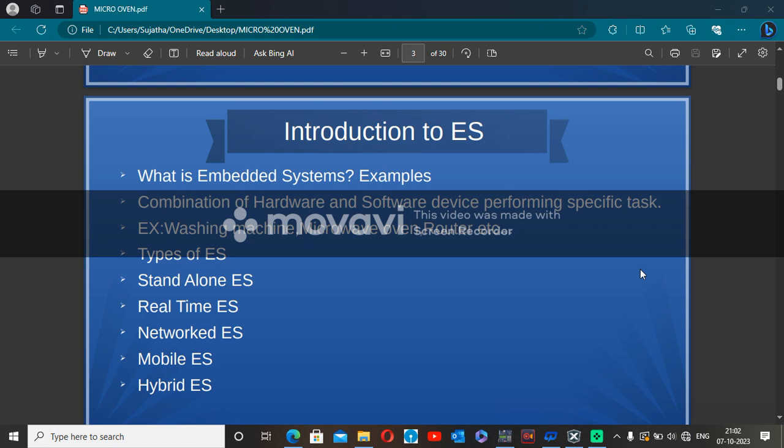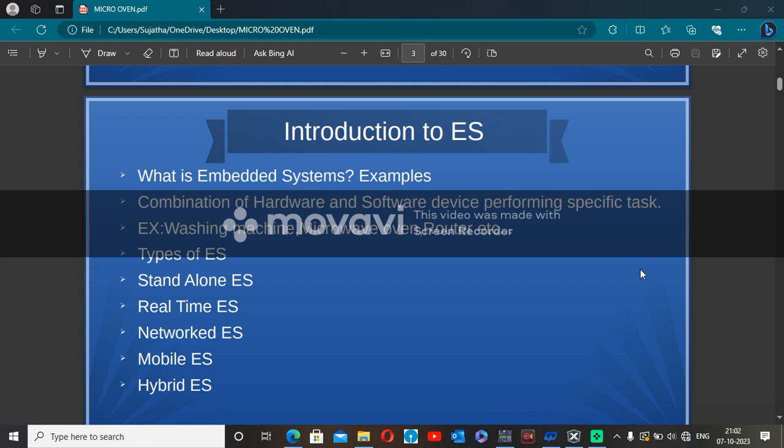What is an embedded system? As we know, an embedded system is a combination of both hardware and software devices used for performing a specific task. There are so many real-time examples in our day-to-day life. For example, washing machine, microwave, router, etc.